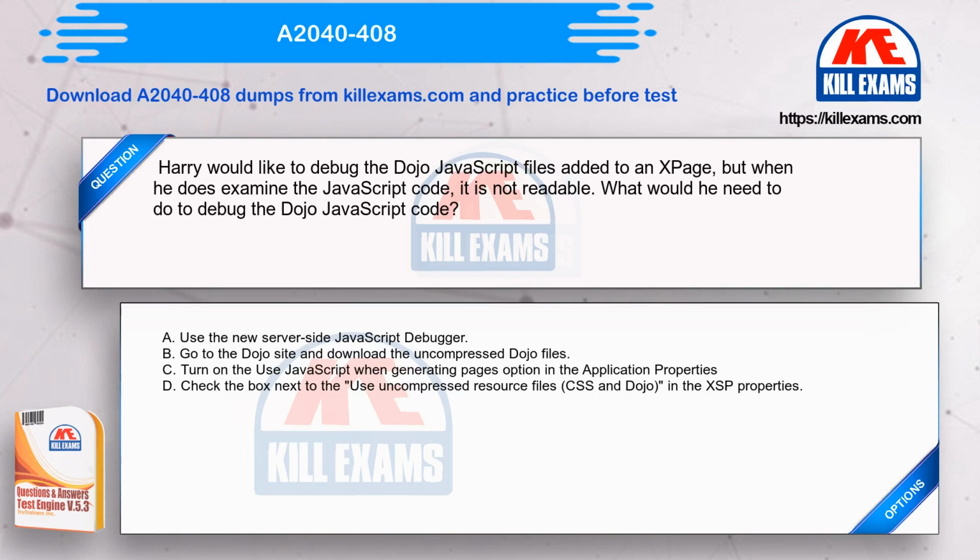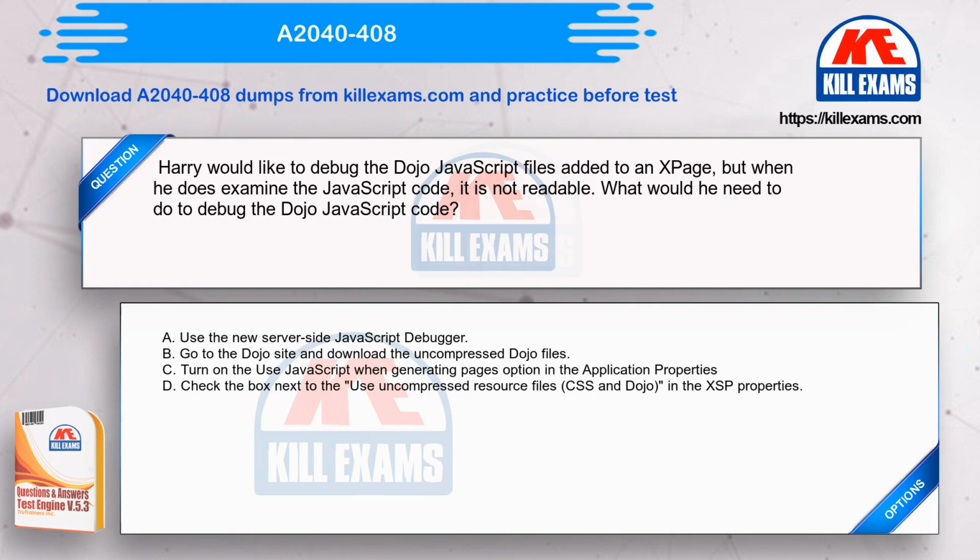Harry would like to debug the Dojo JavaScript files added to a next page, but when he does examine the JavaScript code, it is not readable. What would he need to do to debug the Dojo JavaScript code? Option A. Use the new server-side JavaScript debugger. Option B. Go to the Dojo site and download the uncompressed Dojo files.